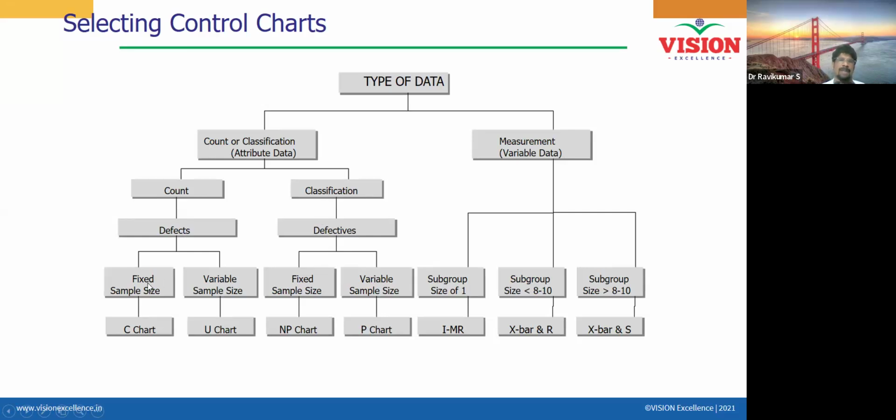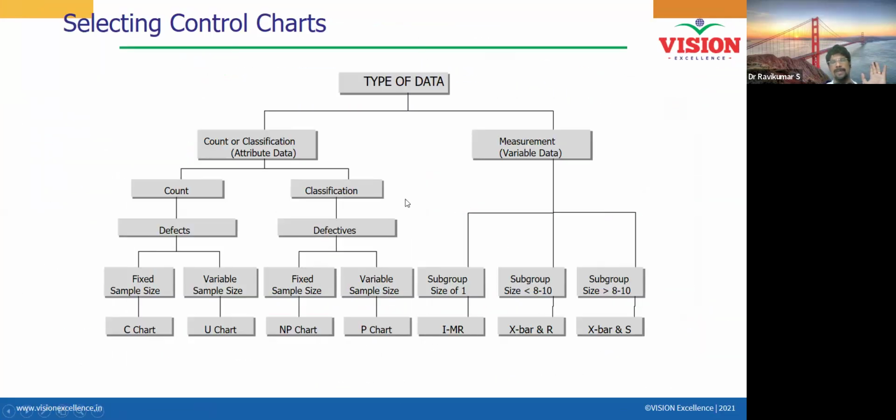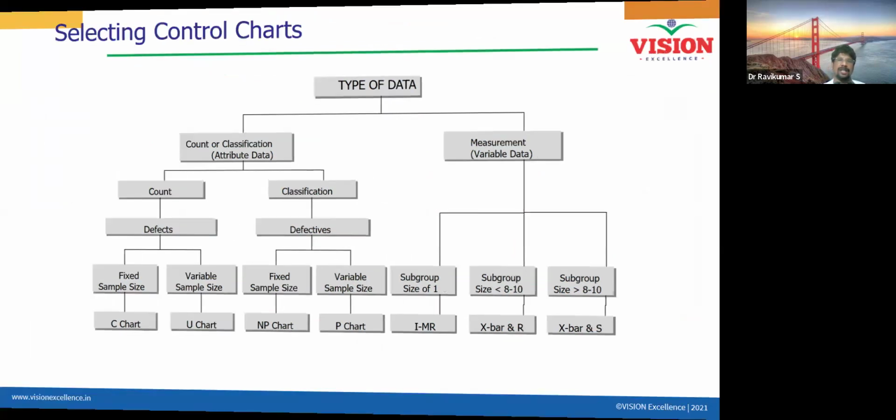Okay. So if the samples which you collect for defects are fixed, equal all the time, you use one chart; if it is unequal, varying, fluctuating, you use the other chart. Similarly, for defectives, rejections, then you have to go for the NP chart and P chart. Any other questions, guys? Are we clear? Okay. Yes, sir.